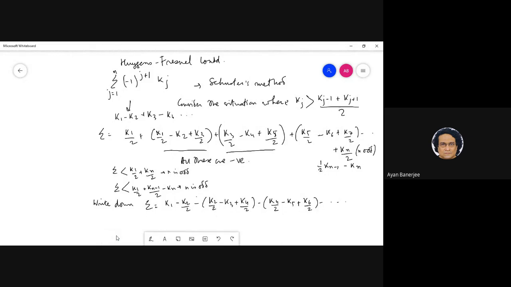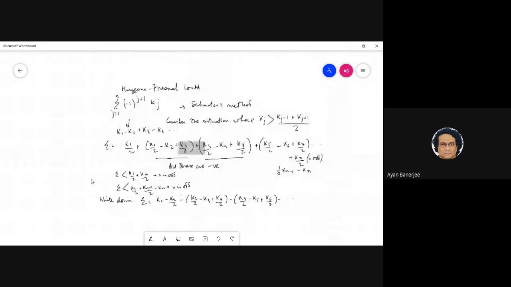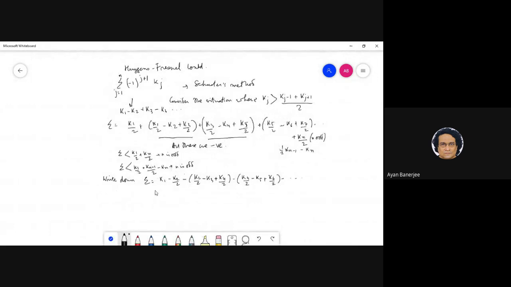So when n is odd, the last term will basically be minus half of k(n-1) plus kn when n is odd, and minus half kn when n is even. Somebody was saying something. No, sorry. This only. Yeah, this is fine, right? We were saying the answer.